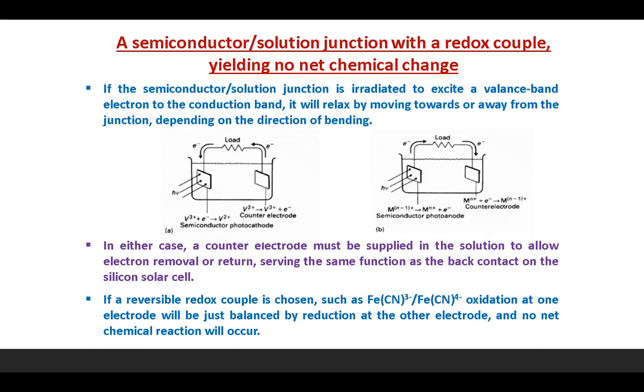In case 2, as shown in figure B, if the electron relaxes by moving away from the junction, and the hole moves toward the junction, stripping electrons from the redox couple in solution and oxidizing it. Here, the junction serves as a photoanode. In either case, a counter-electrode must be supplied in the solution to allow electron removal or return, serving the same function as the back contact on the silicon solar cell. If a reversible redox couple is chosen, then oxidation at one electrode will be just balanced by reduction at the other electrode, and no net chemical reaction will occur.